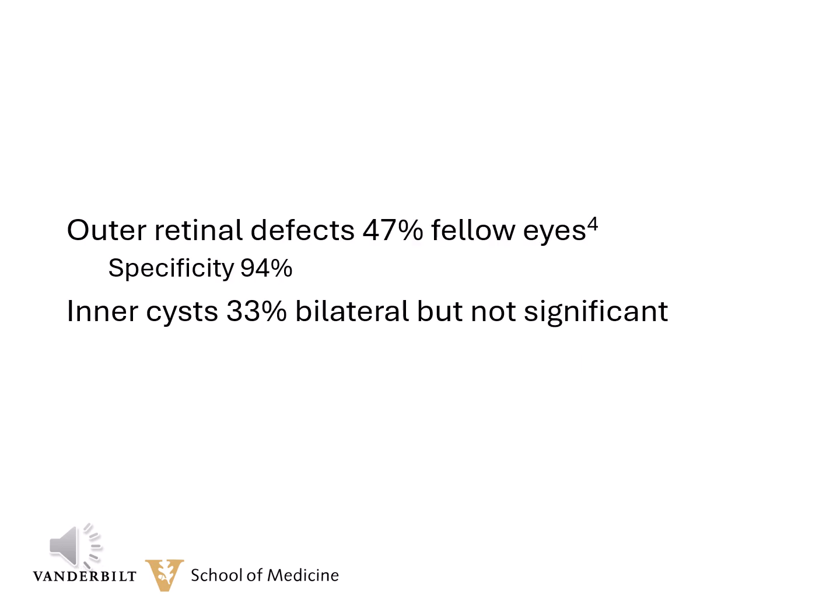The cystic spots were further developed by Lynchorn et al. in the BMC Ophthalmology 2021. And they found that inner cysts had a 33% chance of getting the second eye, but if there were outer retinal defects, and this would correspond to Gass's 1B, then 47% of fellow eyes would develop a macular hole, and there's a very high specificity to this finding.